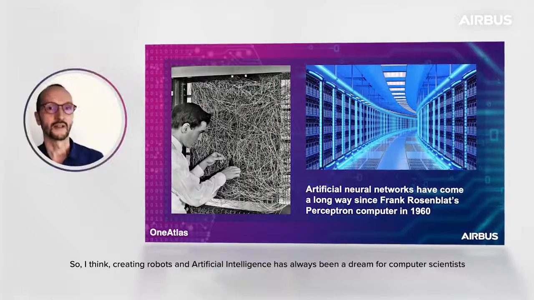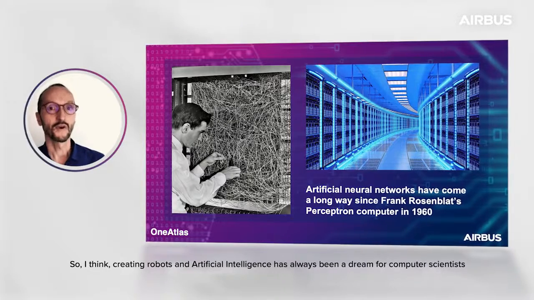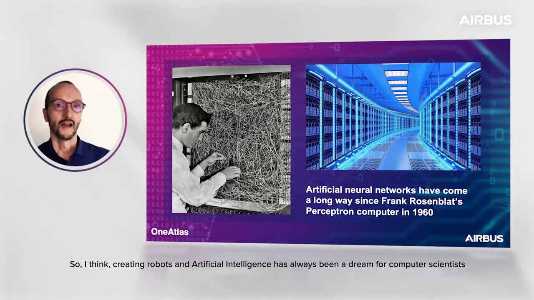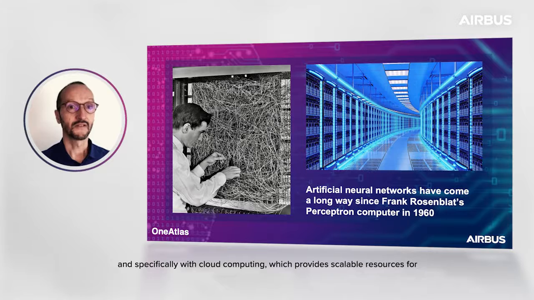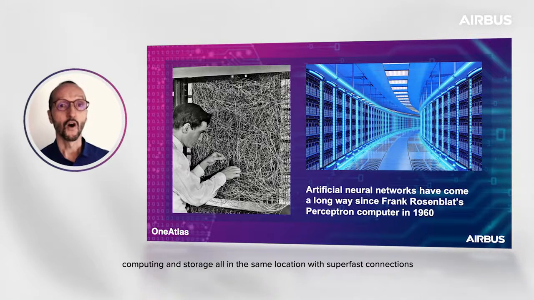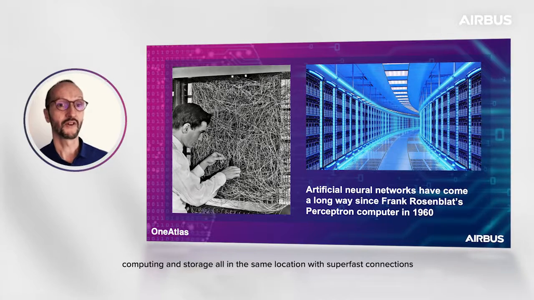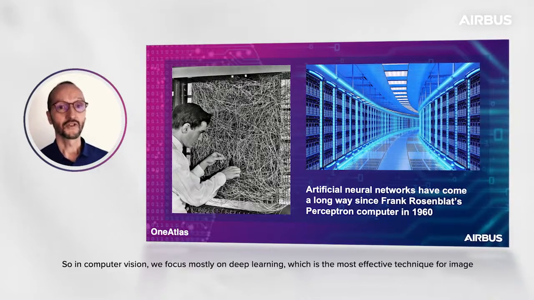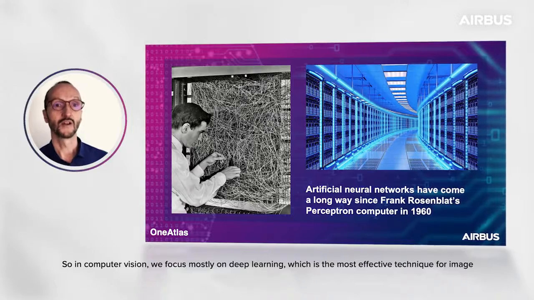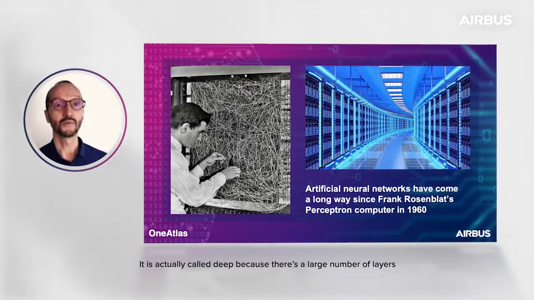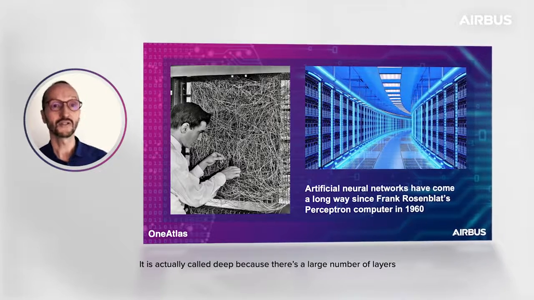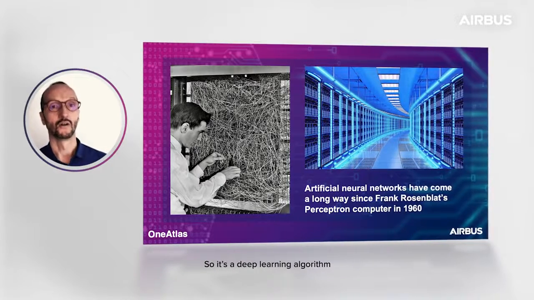So I think creating robots and artificial intelligence has always been a dream for computer scientists. Yet it is only with recent improvement in computing power that this objective has become more accessible. And specifically with cloud computing, which provides scalable resources for computing and storage, all in the same location with super fast connections. So in computer vision, we focus mostly on deep learning, which is the most effective technique for image classification and object detection. It's actually deep because there's a large number of layers, so it's a deep learning algorithm.